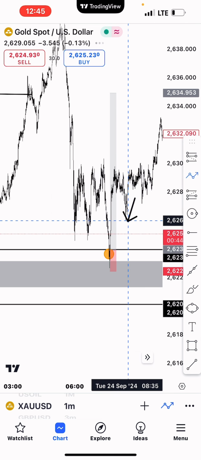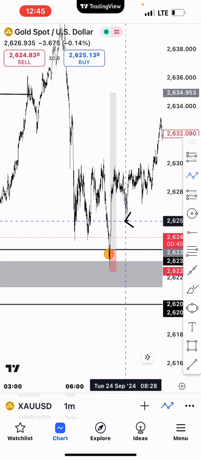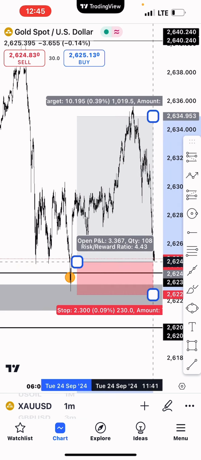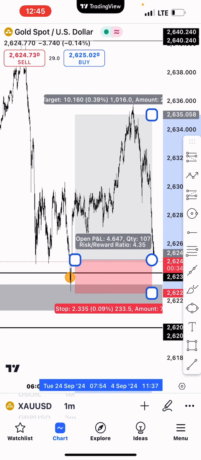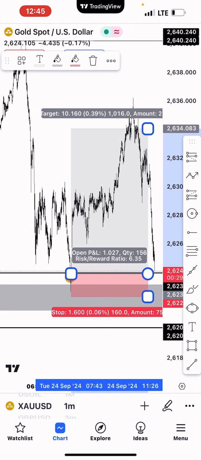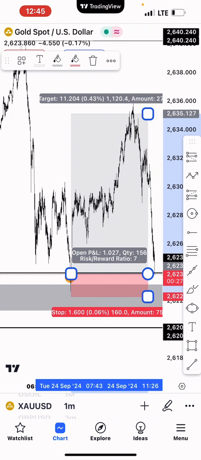And I took my profit somewhere there, around 100 pips here. So that's why I took my profit, and I show you guys the exact same reason why I actually took the profit, guys. So that's that.